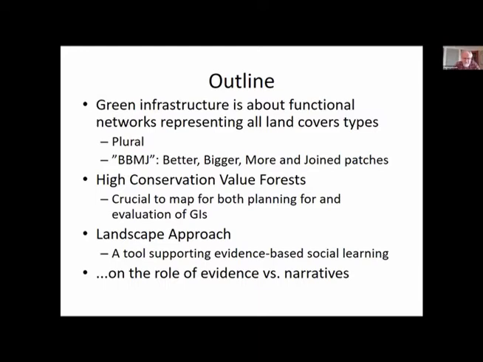And then at the very end, I will reflect on the role of evidence versus narratives, because I think this is quite important.